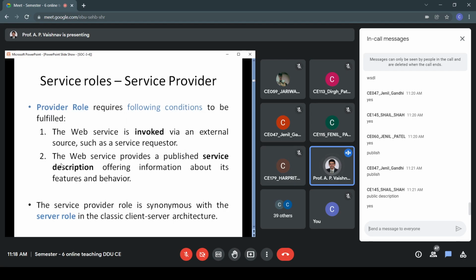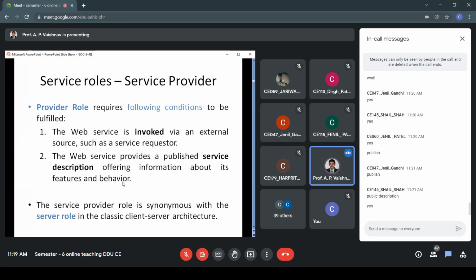So provider role requires the following conditions. The first is web service is invoked via external source, right? External source can be anyone. We'll see what kind of requesters are there, right? But first thing is we have to be invoked. Okay. And then actually I've written this 1 and 2, but actually the first is the second constraint and second is the first as per the logic, right? But as per the textbook, it is written like this. Okay. So second condition is it provides published service description, offering information about the features and behavior.